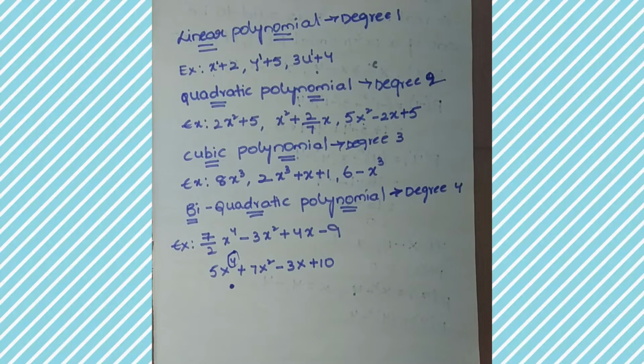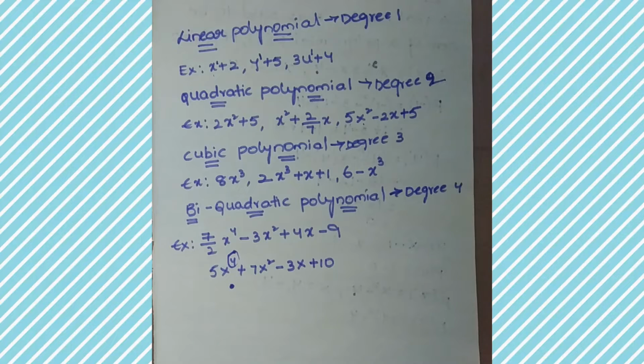Next type is quadratic polynomial. What is a quadratic polynomial? A polynomial whose degree is equal to 2. For example, 2x square plus 5. What is the power of x square? It is 2 and degree is equal to the highest power, which is 2. So it is nothing but a quadratic polynomial.